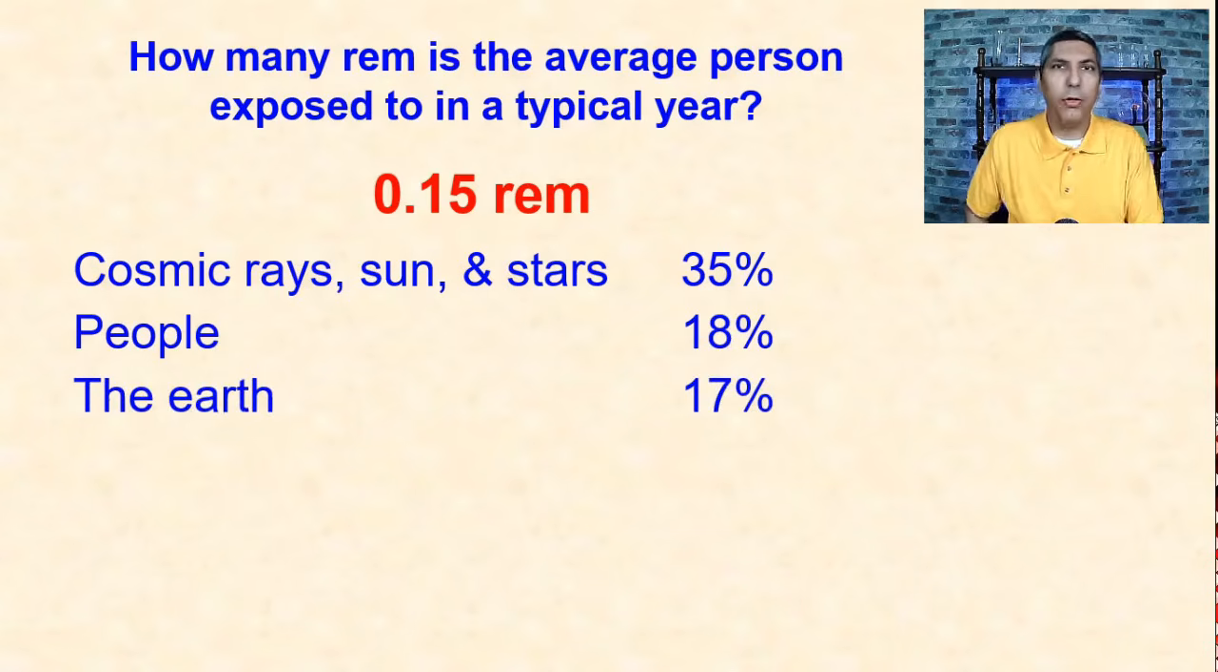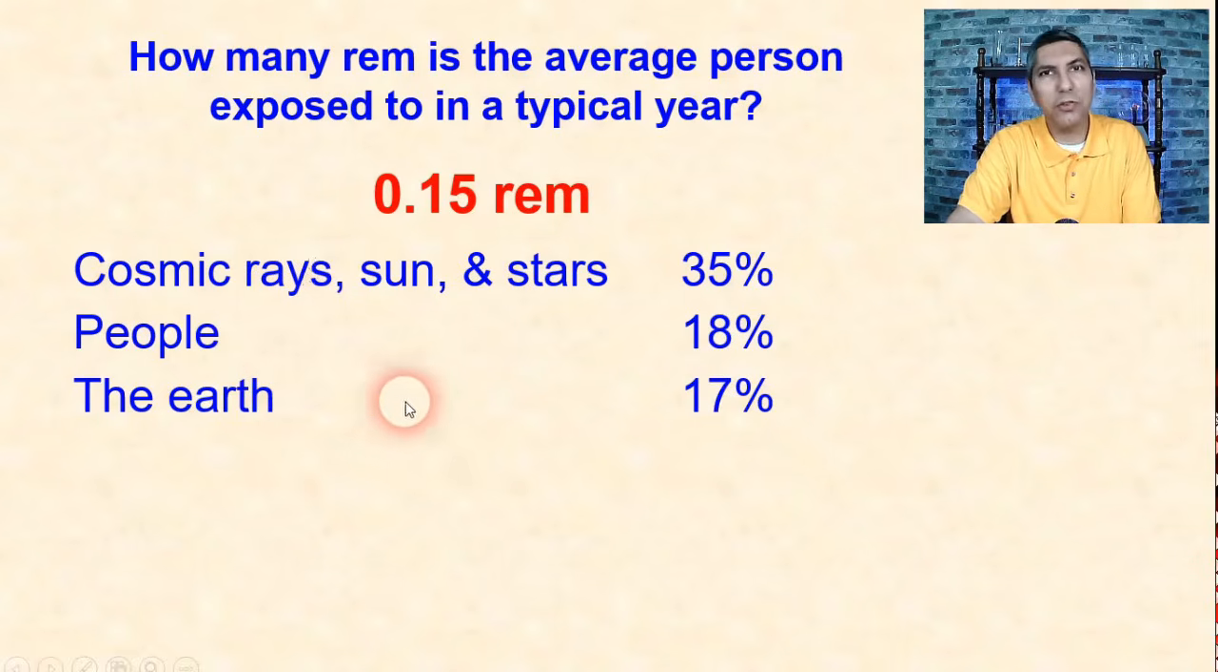The Earth, there are lots of radioactive isotopes right inside the Earth. And so we can say that about 17% of your typical radiation exposure comes from the Earth itself. Now, if you were to add these three values together, 35% plus 18% plus 17%, you would get a total of about 70%. Now, what do these three things have in common?